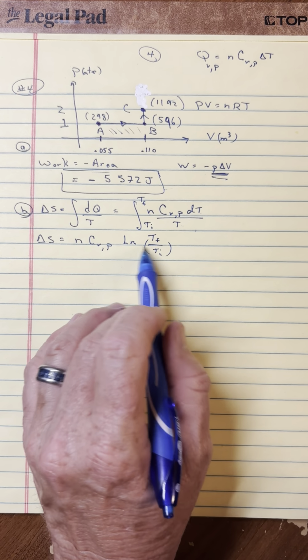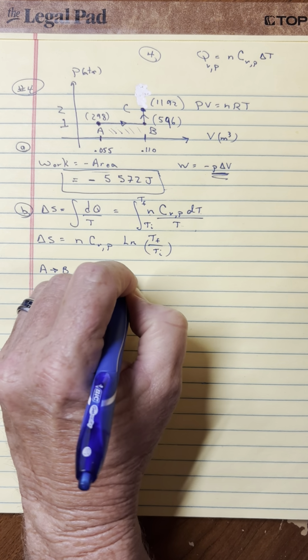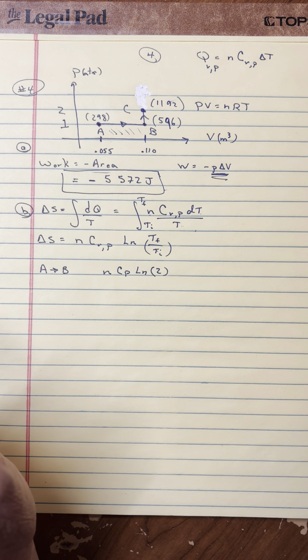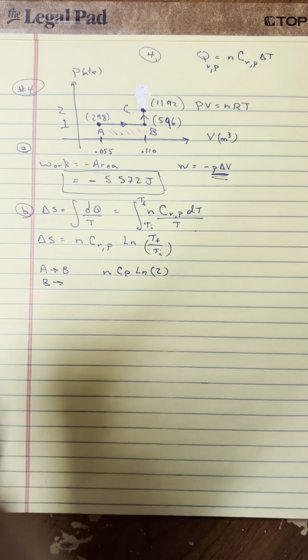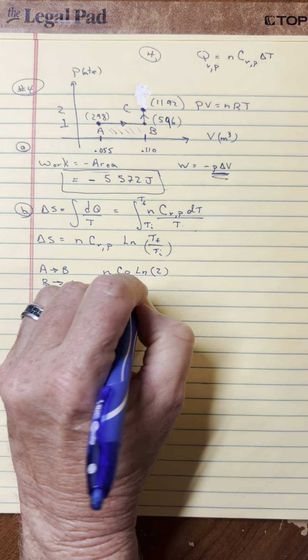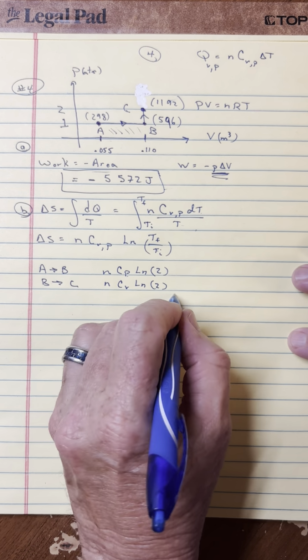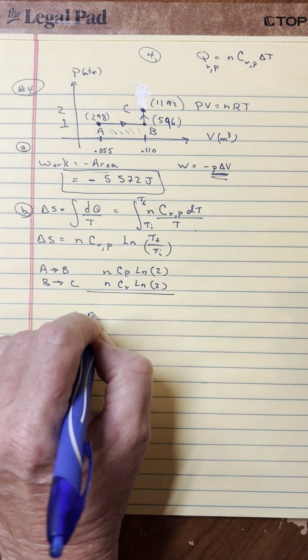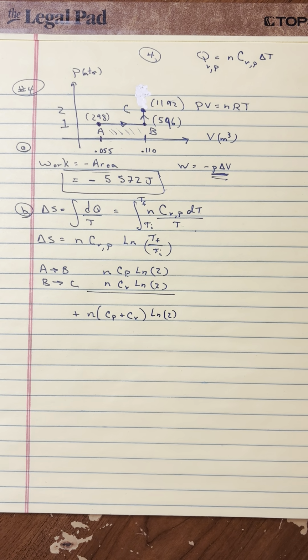In other words, if I go A to B, I would have n C_P natural log of 2. Because A to B, I've doubled the temperature. The final temperature is twice as much as the original. And it's constant pressure. Whereas when I go from B to C, it would be n C_V natural log also of 2. So the total entropy, when you add them together, would be n, and then you would have C_P plus C_V over natural log of 2.